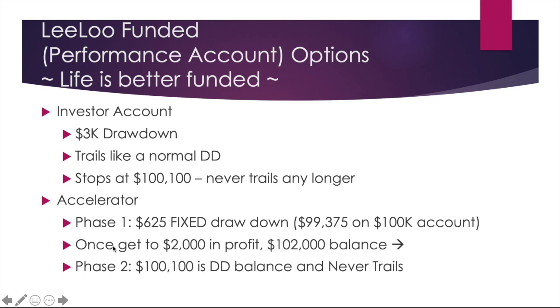Phase two: once you get to 2,000 in profit, so you get to a 102K balance, you move to phase two. In phase two, your drawdown is moved from this number, 99,375, to 100,100, same as up here. And this functions the same as this. There's no trail after that. Your drawdown number is $100,100. Anything you make up and above that is buffer between you and busting.